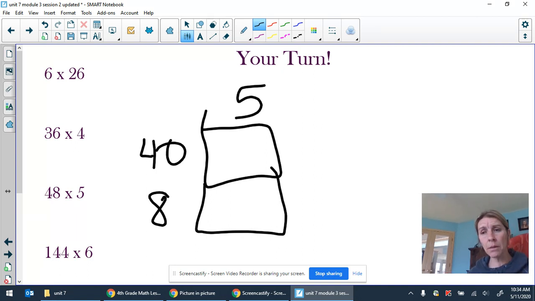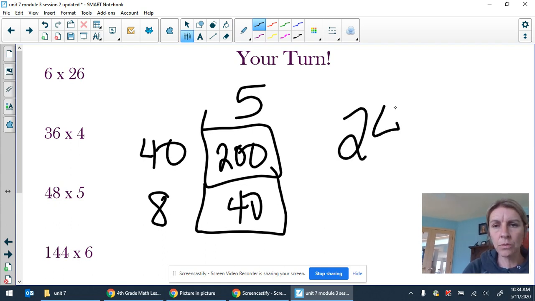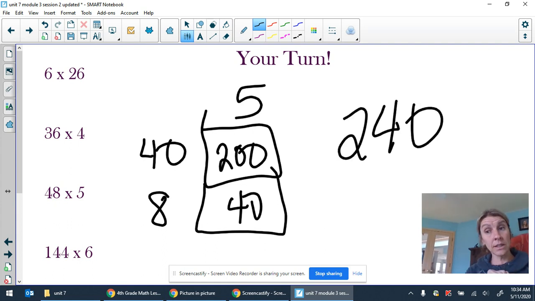I know it's so sloppy. And then 5 times the 40 is 200, and then 5 times 8 is 40. The product of 48 times 5 is 240. You could have done it differently, but see if you got the product 240. That's the ultimate goal. All right, let's move to 144 times 6. Go ahead, pause and solve.